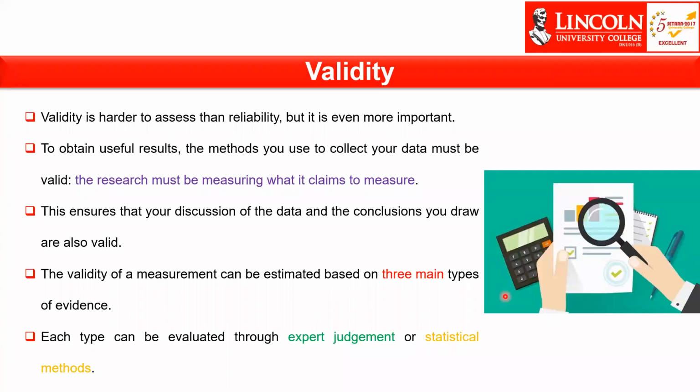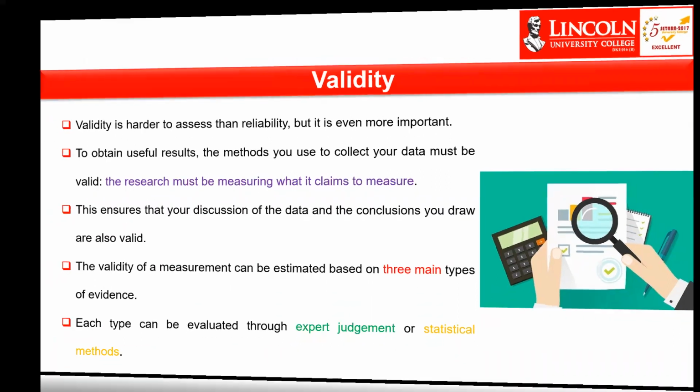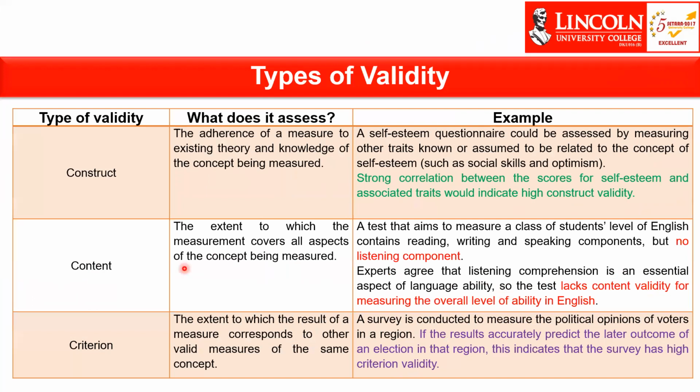The validity of a measurement can be estimated based on 3 main types of evidence. Each type can be evaluated through expert judgment or statistical methods. Now, the question is, what are these 3 main types of evidence? The first one is construct. The other one is content. And the last one is criterion.